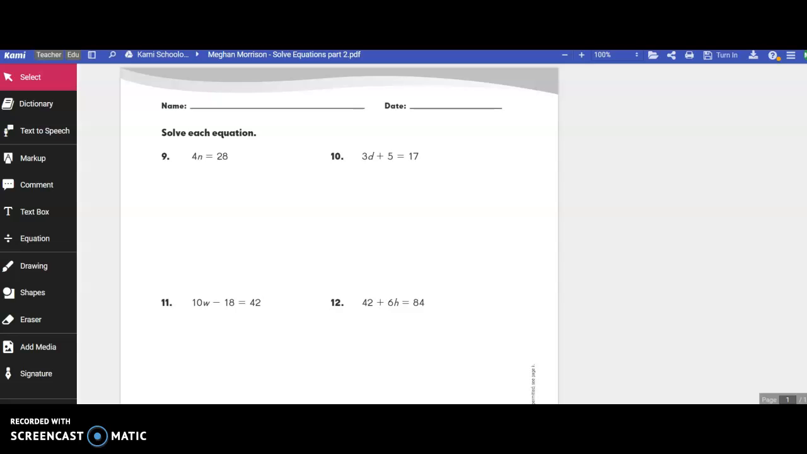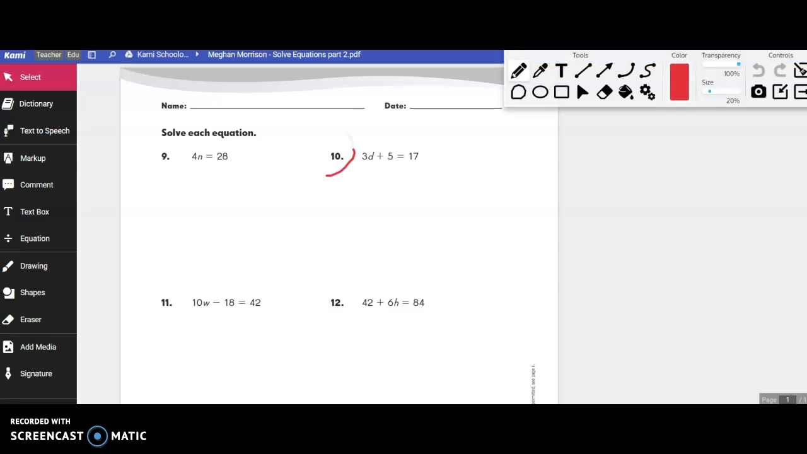So say I was doing 10 right here, and I would have 3d plus 5. So say I try d equals 1. Well, 3 times 1 plus 5, 3 times 1 is 3, plus 5 is 8. That does not equal 17, so that's not right. I know I'm too small, so I need to pick a bigger number.